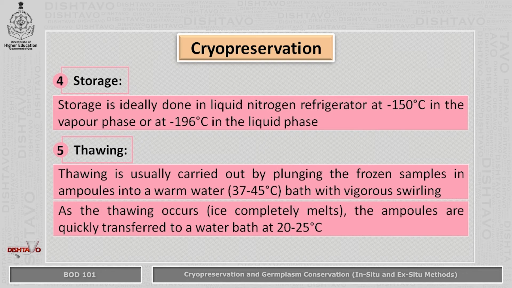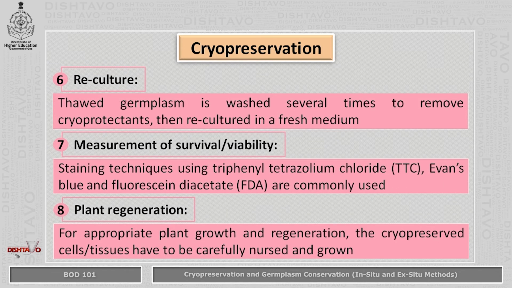Thawing. Thawing is usually carried out by plunging the frozen samples in ampules into a warm water bath with vigorous swirling. By this approach, rapid thawing occurs, and this protects the cells from the damaging effects of ice crystal formation. As the thawing occurs, the ampules are quickly transferred to a water bath at 20 to 25 degrees centigrade. Reculture. Thawed germplasm is washed several times to remove cryoprotectants, then recultured in a fresh medium.